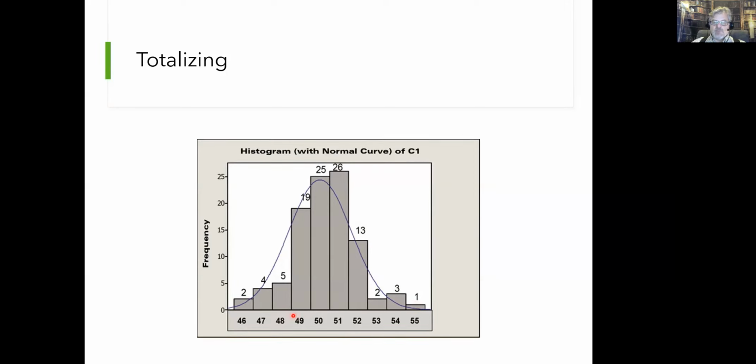So by counting up the number of samples in each of these categories, you're able to create this chart and then apply a graph to that chart, which sort of smooths it out. That smoothing gives you what's called a histogram with a normal curve. A normal curve just takes the actual counts, the frequency of the measurements, and applies a smoothing curve to it.